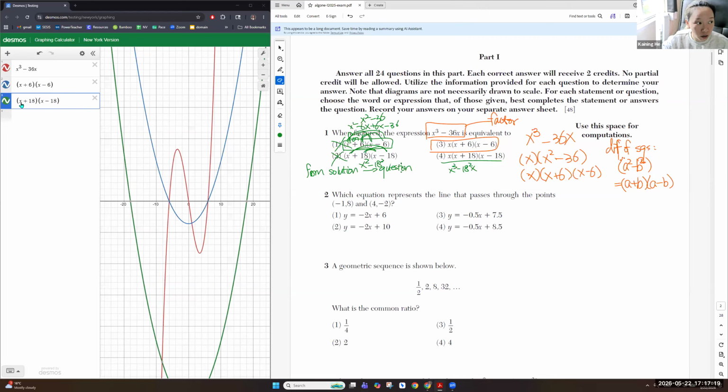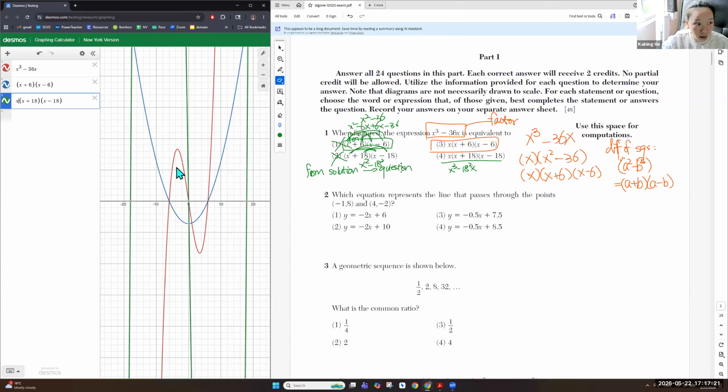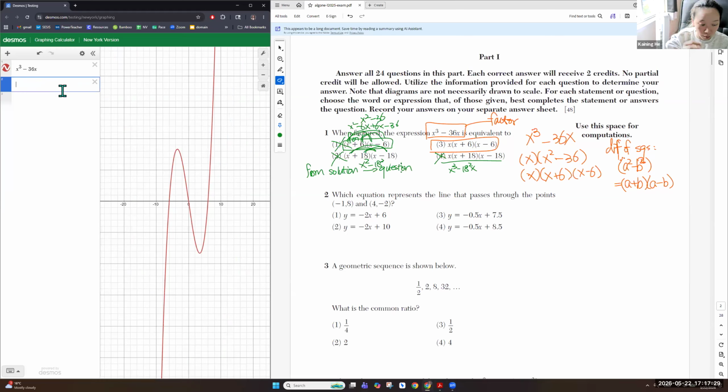Number 3 has an extra letter x in front of it. Let me type it in. Look at this. The green one is totally different. Once again, answer number 4 is not an answer. Now, if I delete that, let's just focus on answer choice number 3.